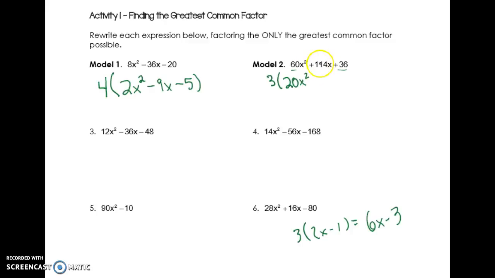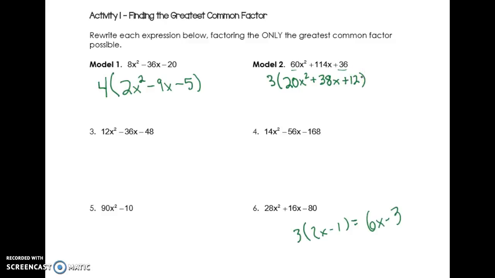And if I'm taking a 3 out of 114, and I'm going to cheat here, I'm going to use my calculator. 114 divided by 3 is 38. And then 36 would become 12.